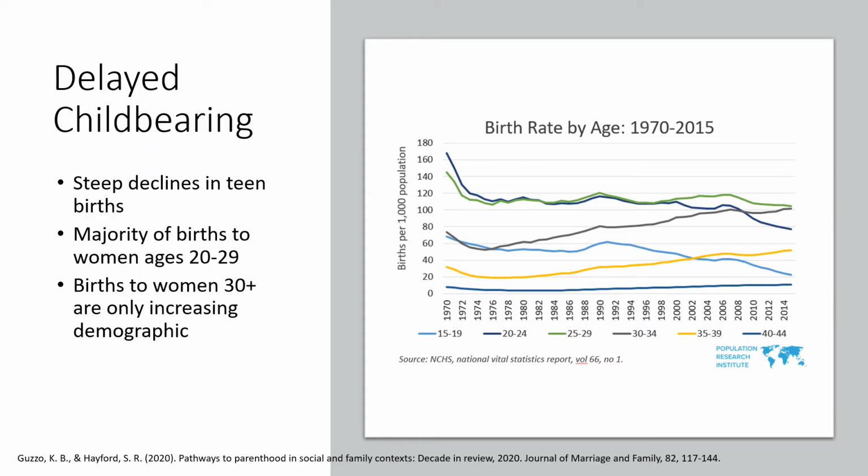So even though our total fertility rate is declining, which is true, a big part of this has to do with a delay in childbirth. So this graph doesn't show first births, but all births. And so what you can see from this is there's steep declines in teen births. There's also declines in births to women in their 20s, although the majority of births do still happen to women in their 20s. And yet birth rates are increasing for women ages 30 and up.